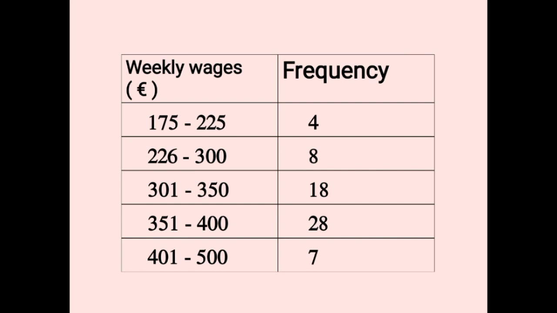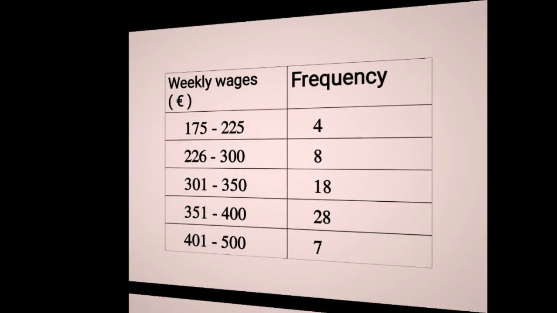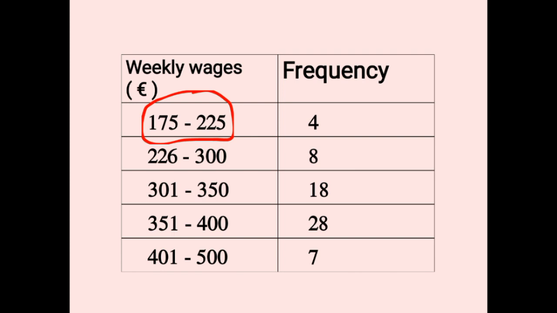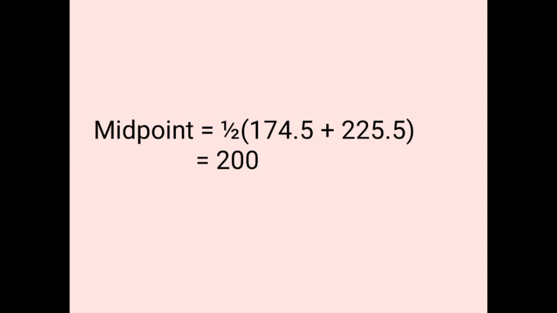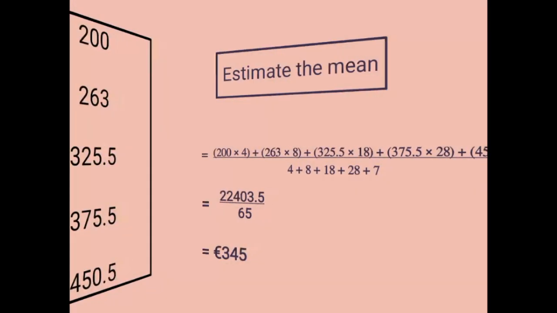So, to calculate an estimate of the mean wage, first find the midpoints of each of these class intervals. In one of my previous videos, how to find the class boundaries, midpoint and class width, I covered how to find the midpoint in detail, so I won't be explaining it in detail here. Now, first let's take the class interval 175 to 225 euros. The data here has gaps and hence the midpoint for this is (174.5 + 225.5) divided by 2 equals 200. And the midpoints of each class interval are 200, 263, 325.5, 375.5, 450.5 respectively.